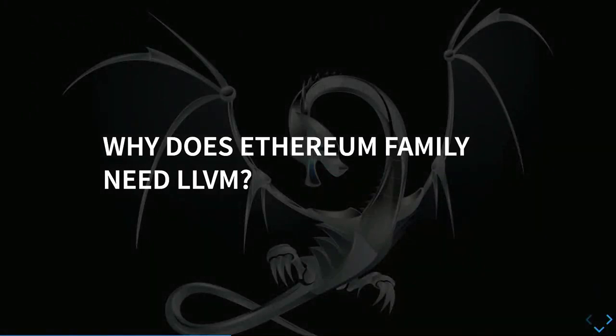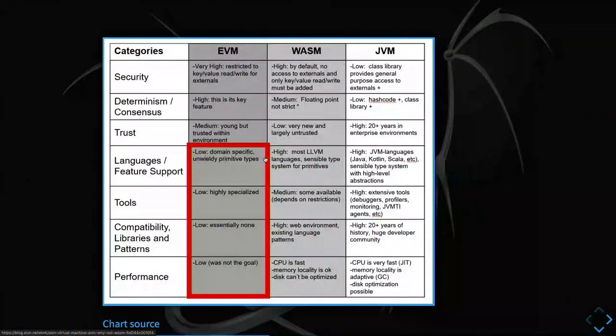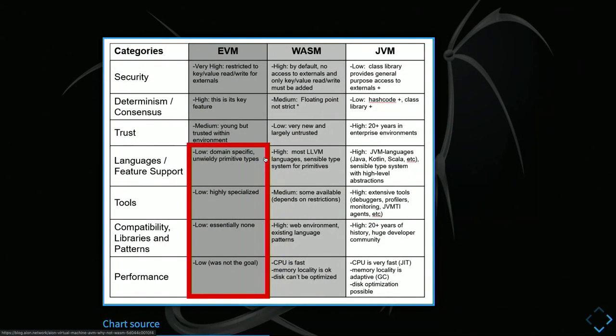So why does the Ethereum family need LLVM today? Take a look at the comparison chart here, which compares the different runtime systems: EVM, WASM, and JVM. You can see that EVM has a pretty high rating on security and determinism, but it's pretty low on support for languages and tool chains. At this moment, we only have Solidity and Viper for developing smart contracts. And the tooling system is lagging behind compared to other modern runtimes like WASM and JVM.